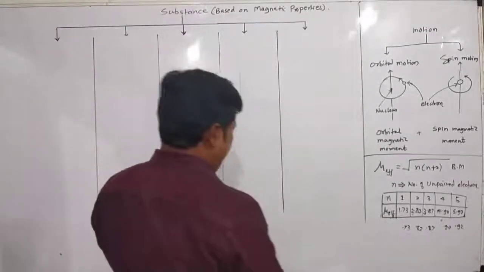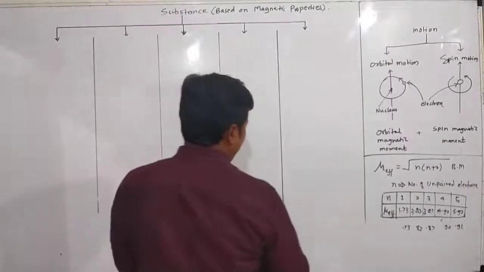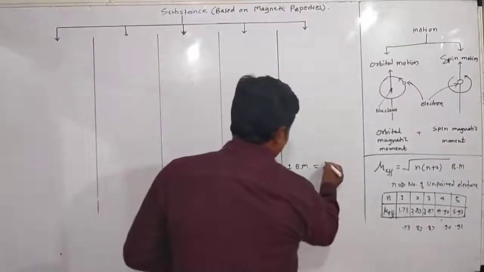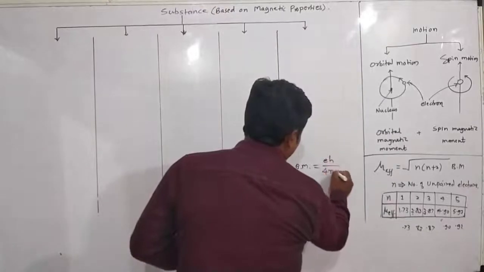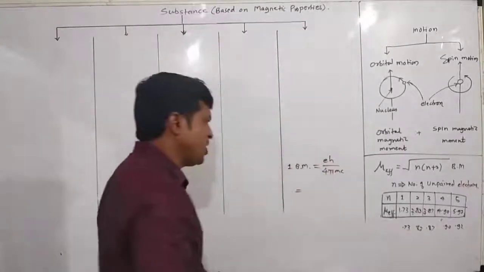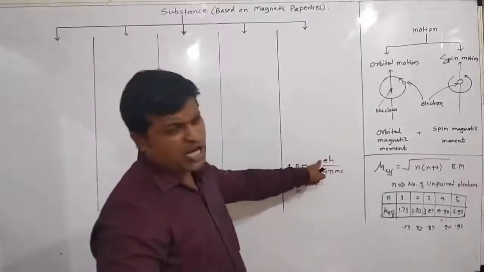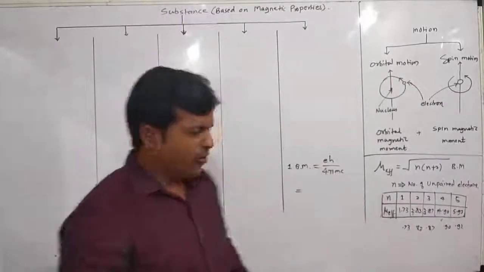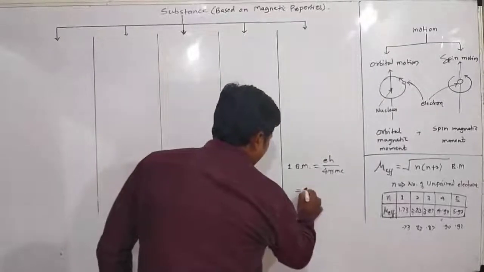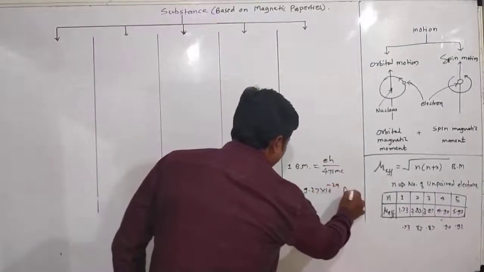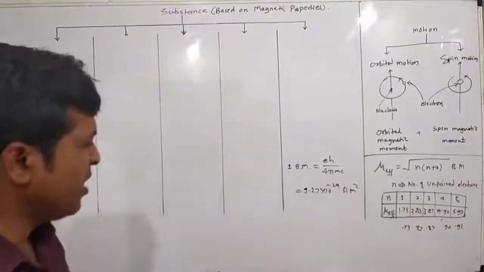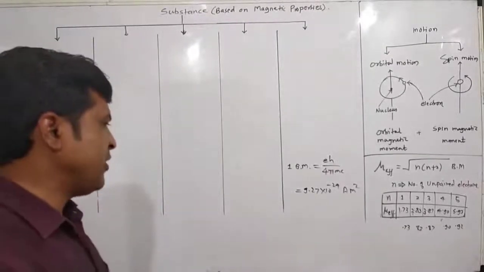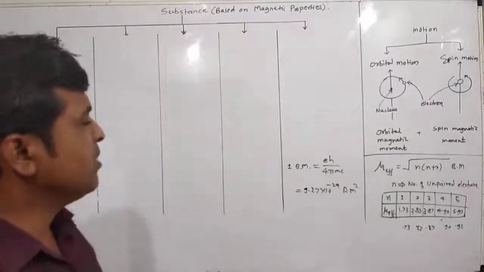Mu effective is measured in Bohr magneton. One Bohr magneton is calculated by eh upon 4 pi mc, which is a constant value, where e is the charge of an electron, h is Planck's constant, m is the mass of the electron, and c is the velocity of light. So 1 Bohr magneton is equal to 9.27 into 10 raised to minus 24 ampere meter square.